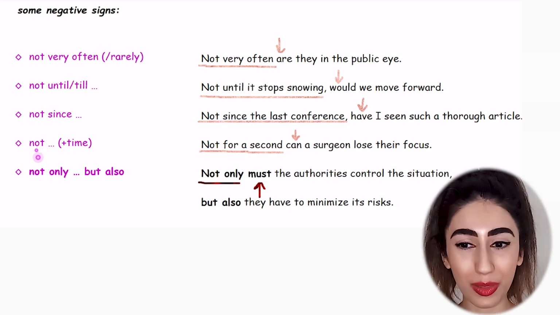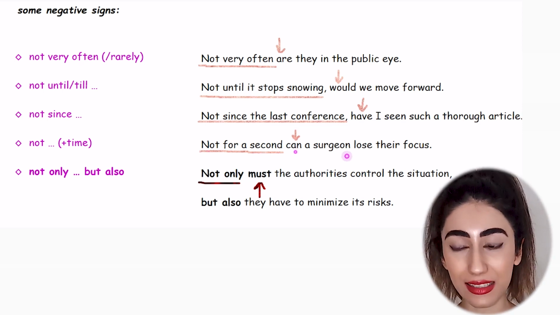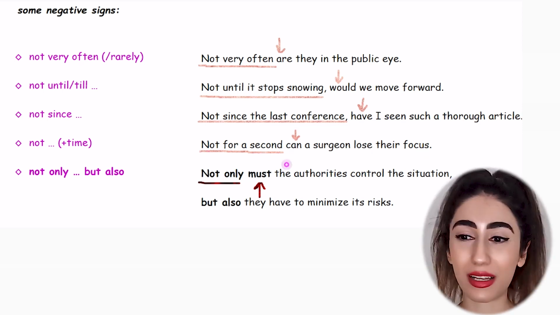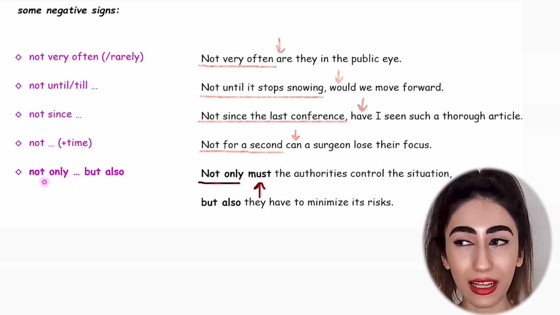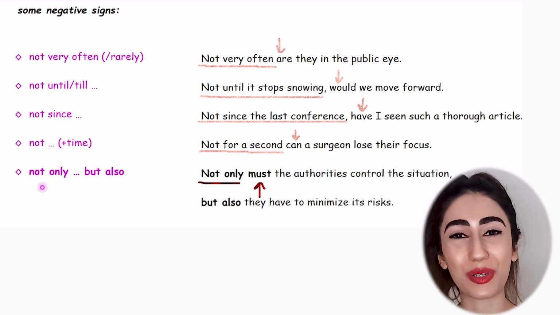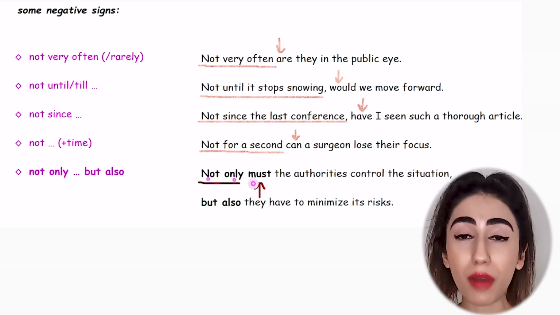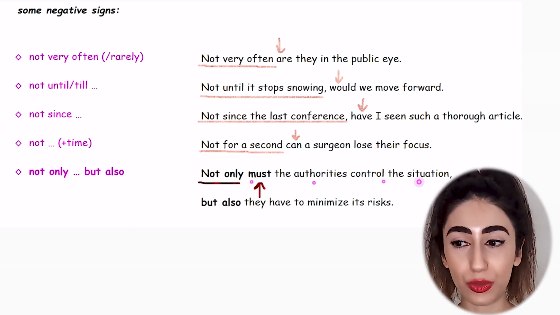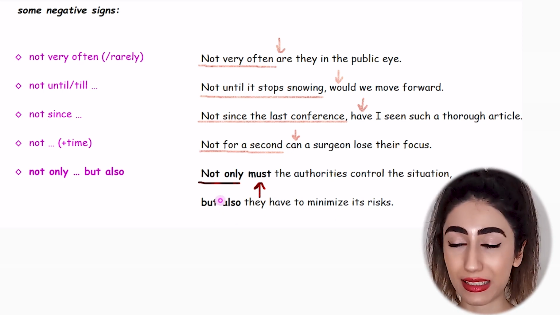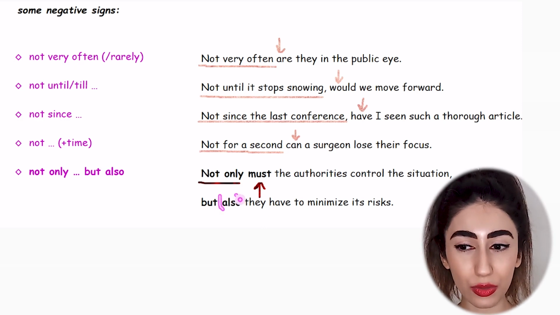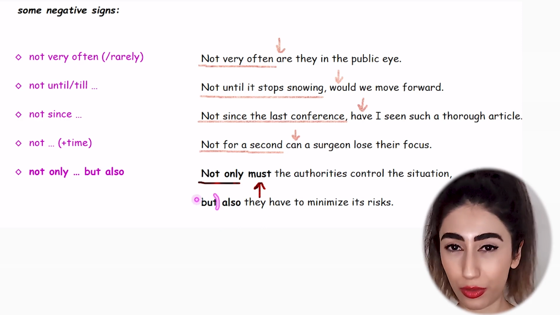And just not plus something which can be time. Not for a second can a surgeon lose their focus because something catastrophic would happen, right? And I guess my favorite and many others' favorite structure using not only but also. Look at this one. Not only must the authorities control the situation, but also they have to minimize its risks. And as you know, here you can just use but. Another situation is you can just use also. Both of them would be correct.